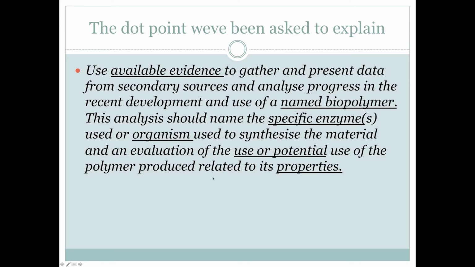Okay. Now, what we need to do is use available evidence, which means resources from the internet, textbooks or whatever, to gather and present data from secondary sources and analyze progress in the recent developments and use of a named biopolymer. A biopolymer is basically a polymer which is produced by a living bacteria or an enzyme. The analysis should name the specific enzymes used, so we have to actually name the enzyme or the bacteria or organism used to actually make the polymer. After that, we need to discuss its potential use and the properties of the product.